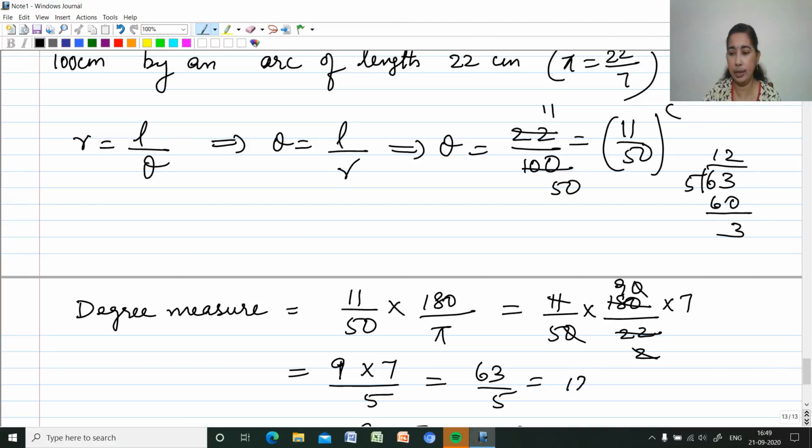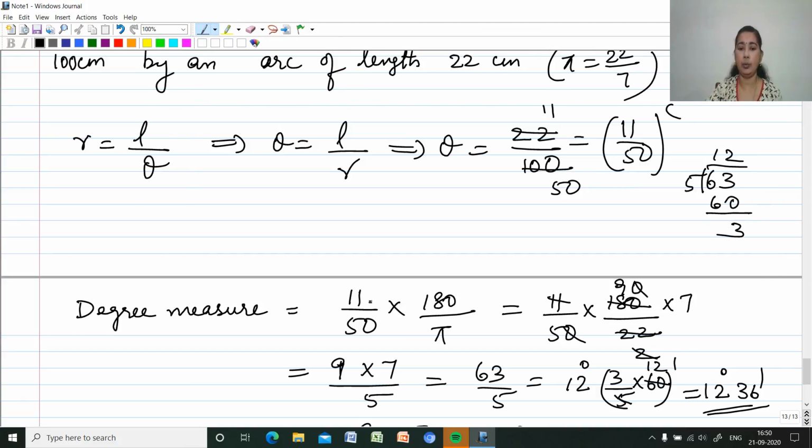So that is 12 degrees. 3 by 5 into 60 seconds. That is 12 degrees, cancelling 5, 12 times 3 is 36. So 12 degrees 36 seconds. It is the equivalent degree measure of 11 by 50 radians.